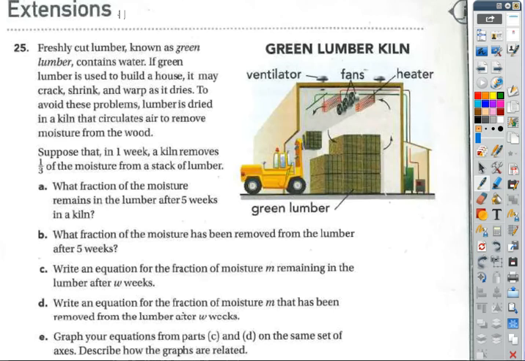So this is problem number 25 from growing investigation number 4. It's kind of an interesting problem, something you probably don't think about a whole lot. Freshly cut lumber, known as green lumber, contains water. If green lumber is used to build a house, it may crack, shrink, and warp as it dries, which causes lots more problems because then you have cracks all throughout your drywall and it just does not look good.